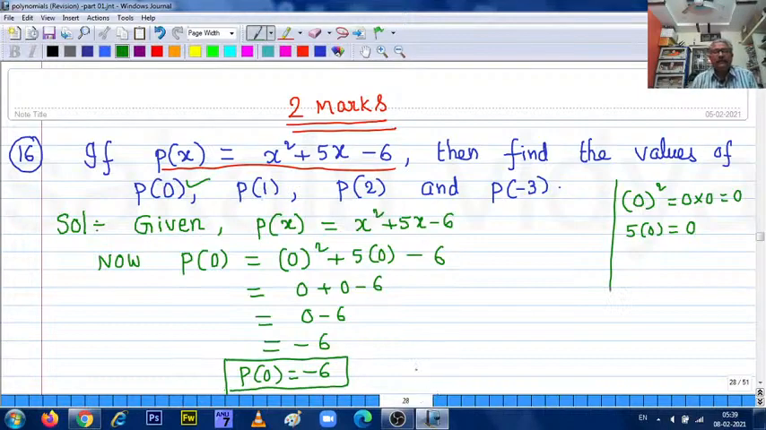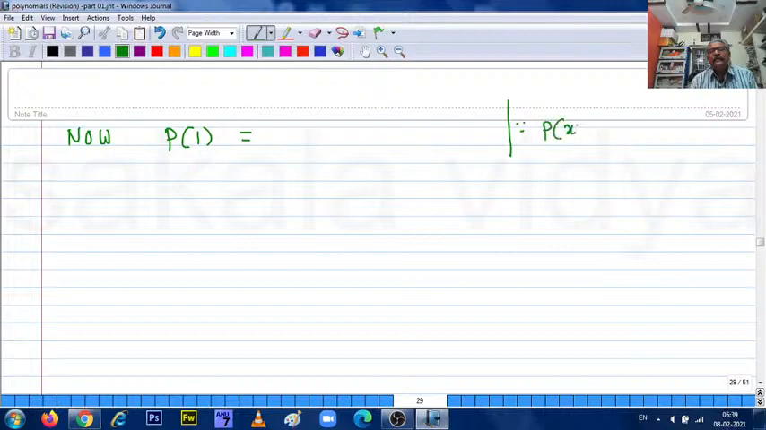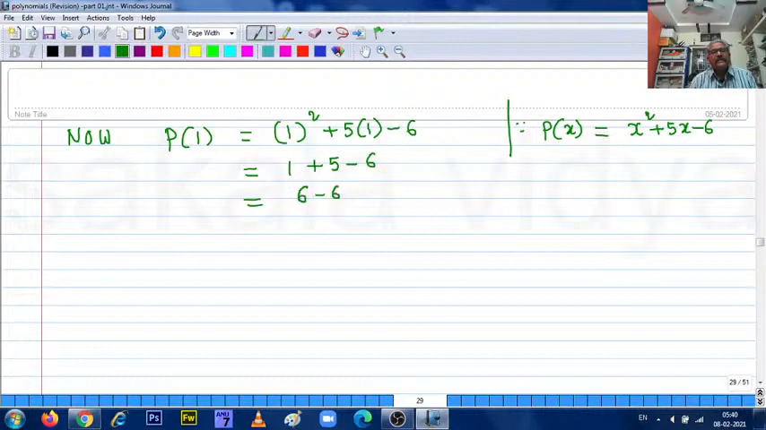So let us go for p of 1 value. So how to evaluate p of 1? What is the p of x value? You check it. Given in the question, go to your question. P of x is given as x square plus 5x minus 6. So this can be written as 1 square plus 5 times 1 minus 6. What is 1 square? 1 into 1, that is 1, plus 5 into 1, 5, minus 6. 5 plus 1 is 6, 6 minus 6, so 0.